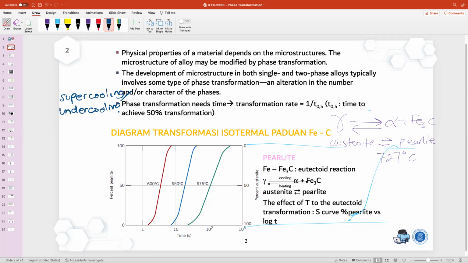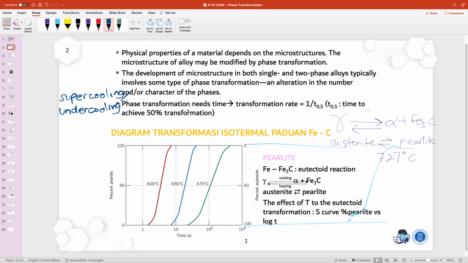So if we make the phase transformation at a lower temperature, what is the implication? The implication is, let's say, for example, at 675 degrees Celsius, it may start from around 10 or something, yeah, 11. And then if you go across, it will finish around there, something like that.